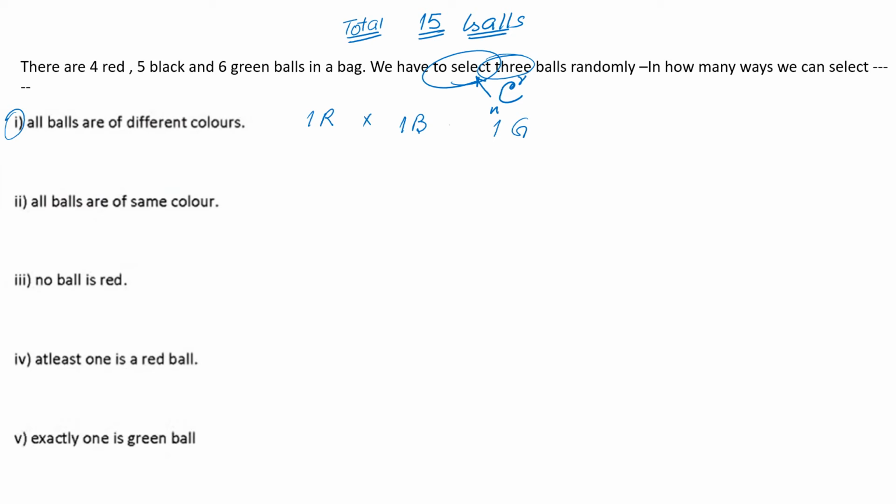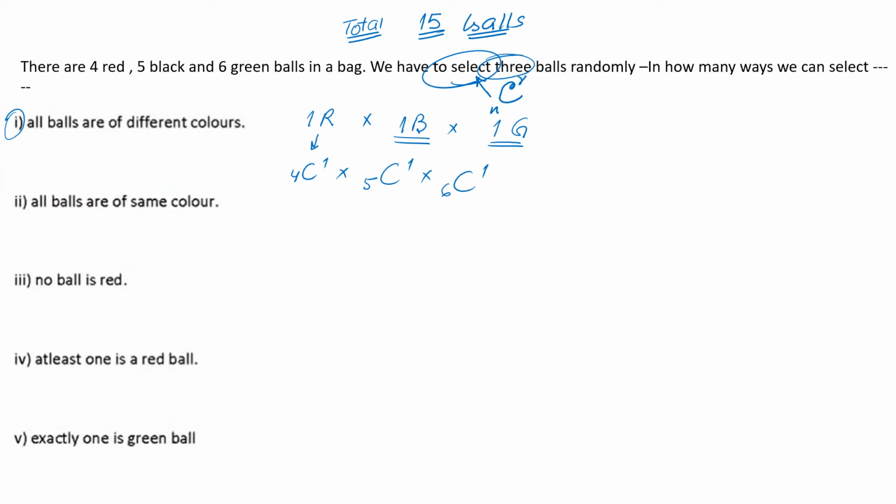Okay, we will multiply them because the condition is mandatory: one red, one blue, one black and one green. Now the selection of the red balls will be made from the red balls. The total number of red balls is 4, so you will write 4C1. Now selection of the black balls from the black balls, total number of black balls is 5, so 5C1. Selection of the green balls from the green balls, and the number of green balls is 6, which means 6C1. So this is our first situation.